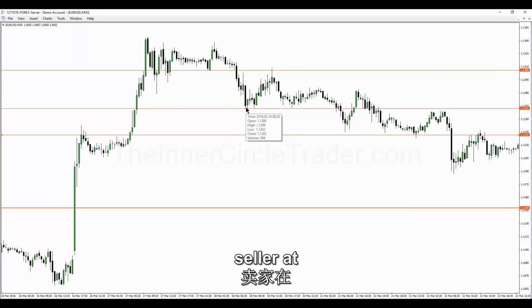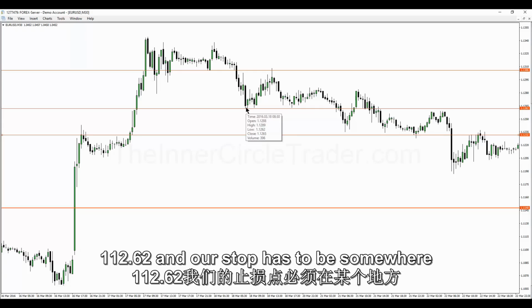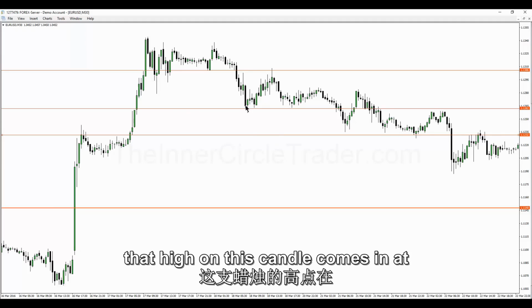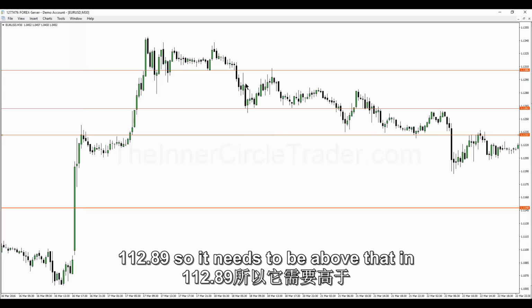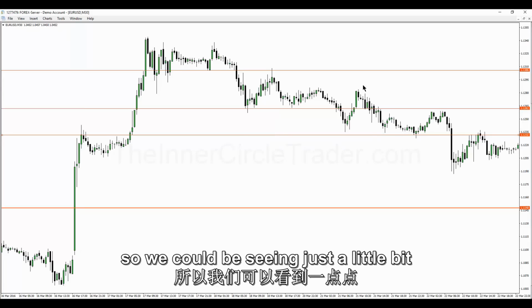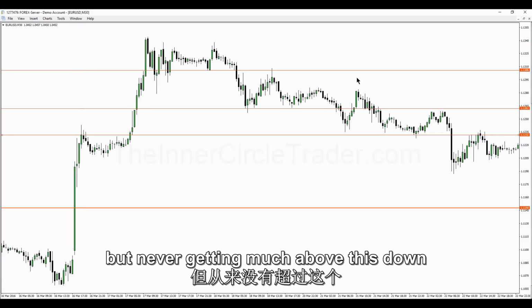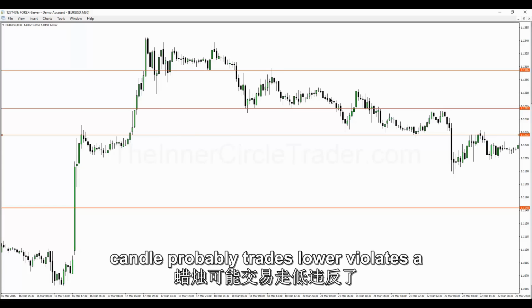So it could be a short sell at 112.62, and our stop has to be somewhere above the down candle in here. The high on this candle comes in at 112.89, so it needs to be above that in the form of a stop. So we could be seeing just a little bit of drawdown in here, about 20 pips or so, but never getting much above this down candle.